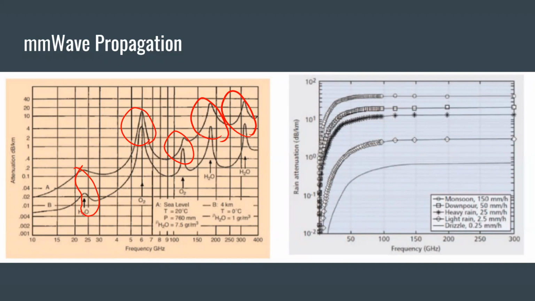And from the right graph, we can also see specifically rain attenuation based on the amount of rain. And so here we see with higher frequency, there is higher attenuation, although it does saturate at a certain point, it doesn't always increase. But we can also see that with lower frequency, there's less attenuation. And this is the problem with millimeter wave propagation.